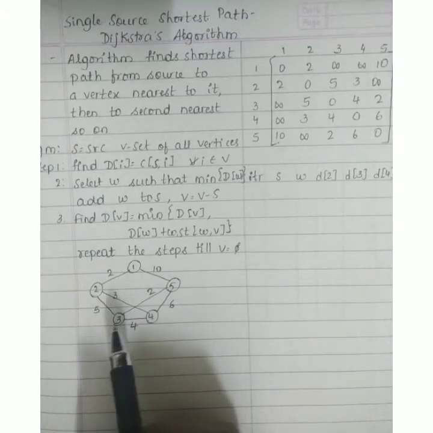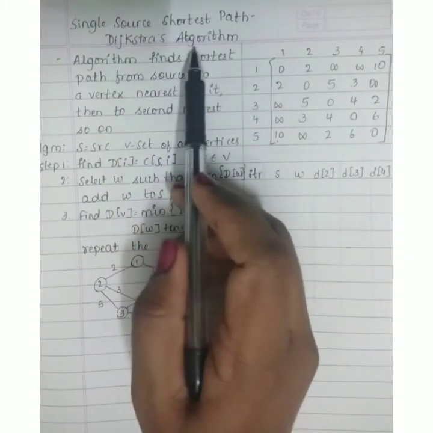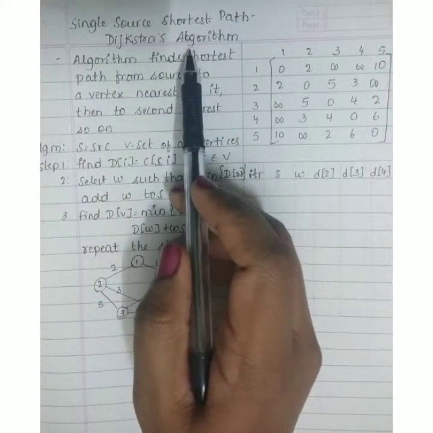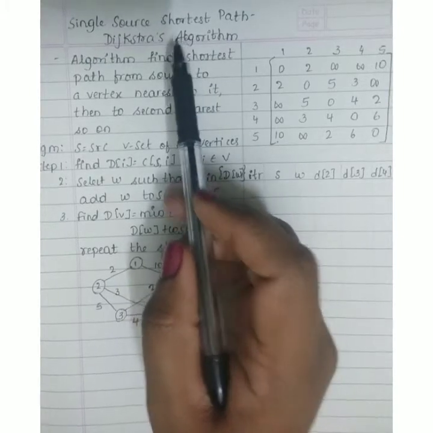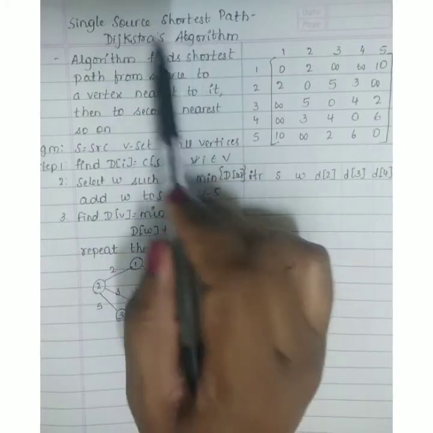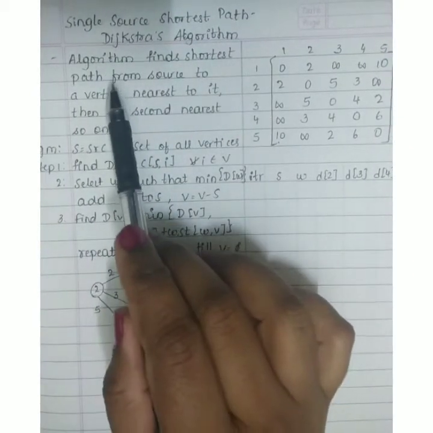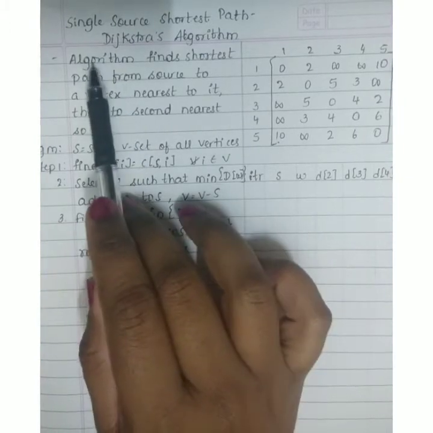In this video, we will be seeing about the single source shortest path problem. It is also called Dijkstra's algorithm. In this algorithm, we'll be finding the shortest path from a given node to all the rest of the nodes. So the working of the algorithm is like this.